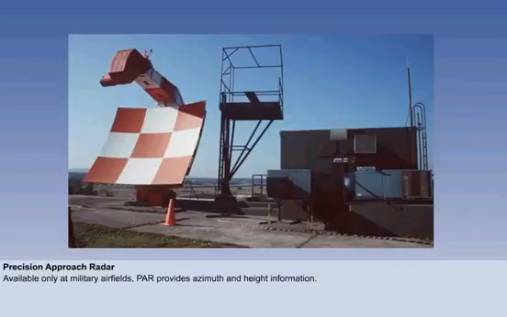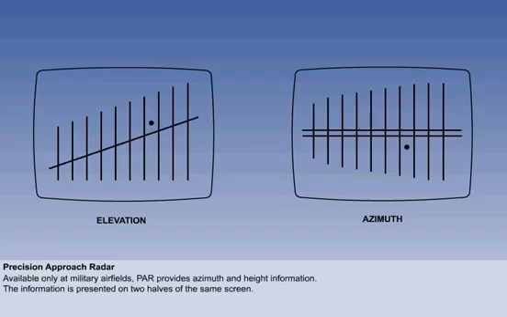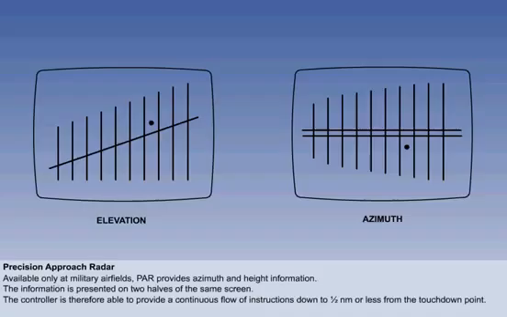A form of radar service available at military airfields only is precision approach radar. The information is presented in 2 halves of the same screen for convenience, but each half is independent and originates from 2 separate antennae. The controller is therefore able to provide a continuous flow of instructions down to half a nautical mile or less from the touchdown point.